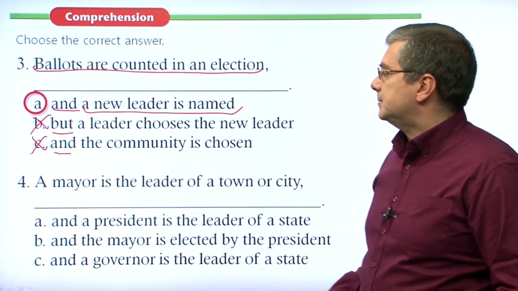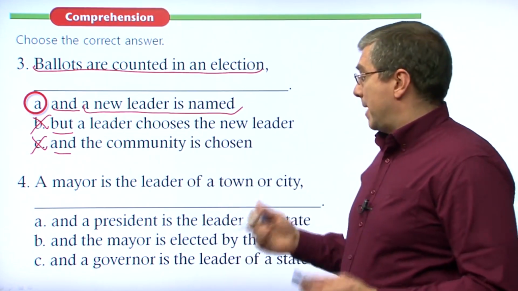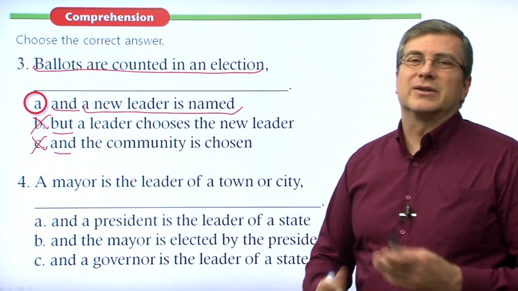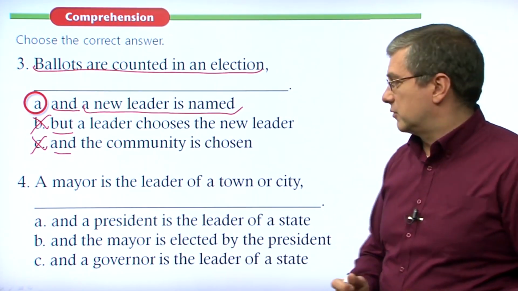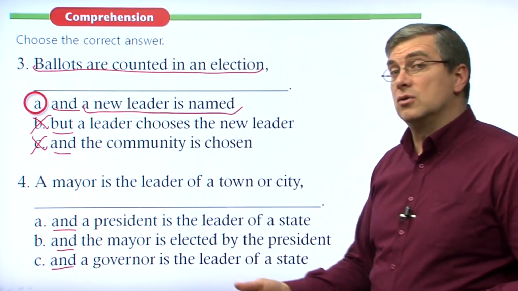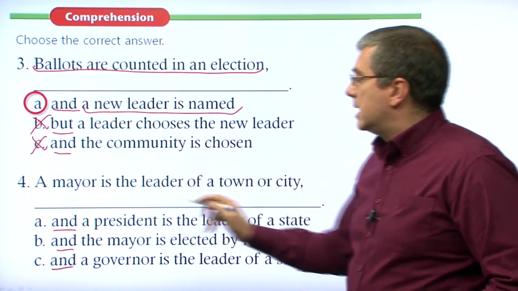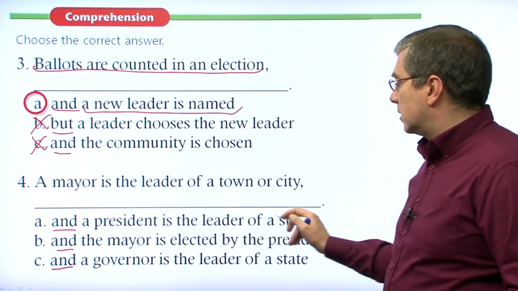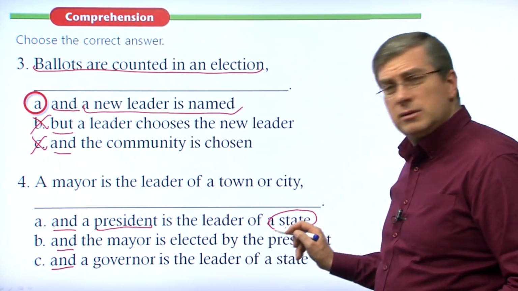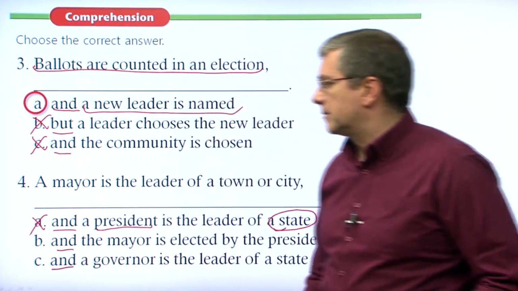Okay, number 4. A mayor is the leader of a town or city. That's true. A mayor is the leader of a town or city. And then we see president, mayor, governor. So we're going to look for something that's also true, right? Because "and" means something else is true. This is true. What else is true? A mayor is the leader of a town or city, and a president is the leader of a state. Is a president the leader of a state? No. A president is not the leader of a state. That's not true, so that's not the answer.